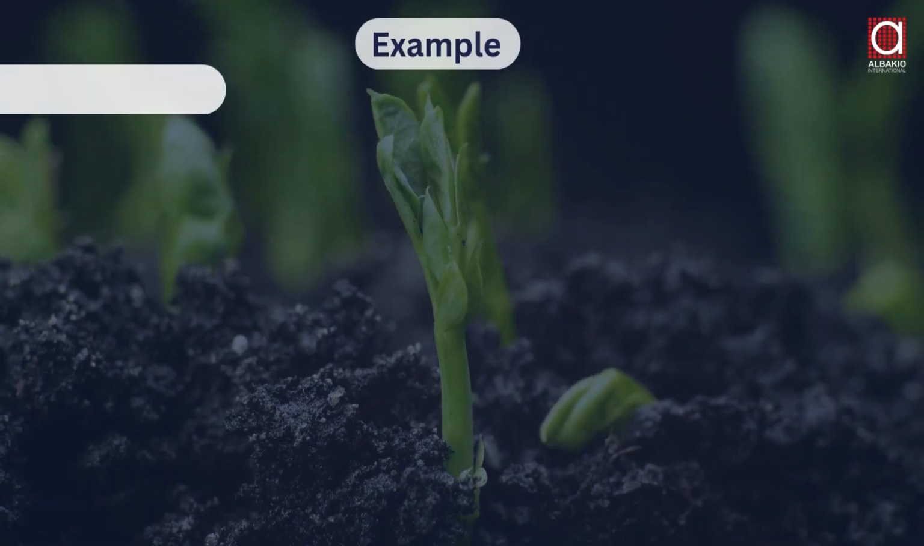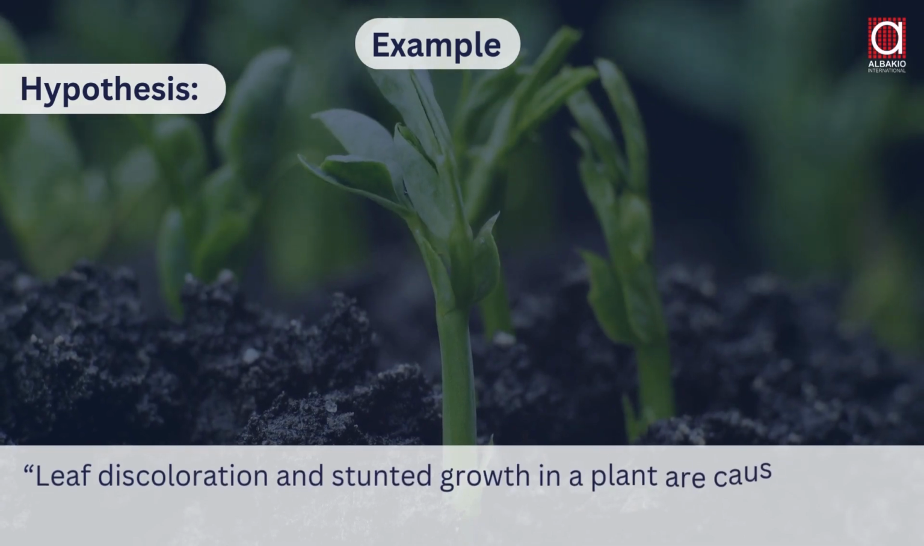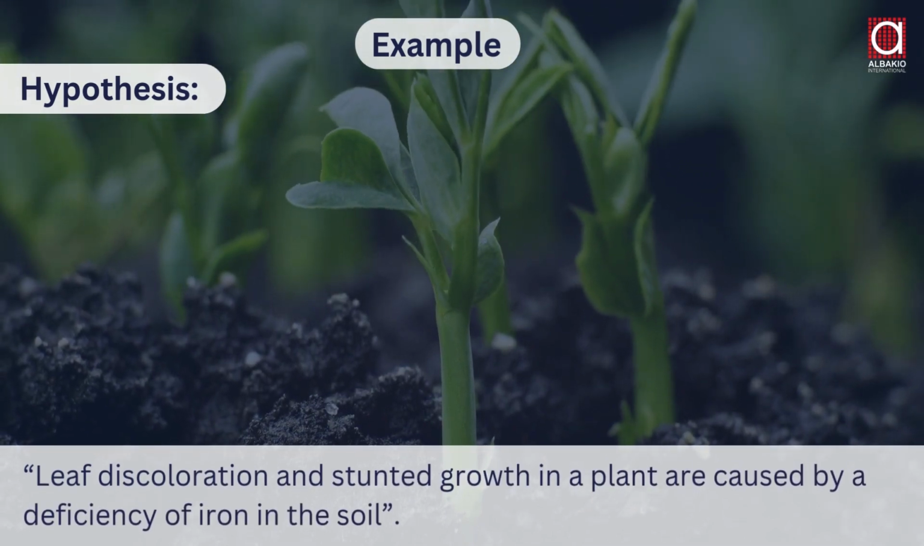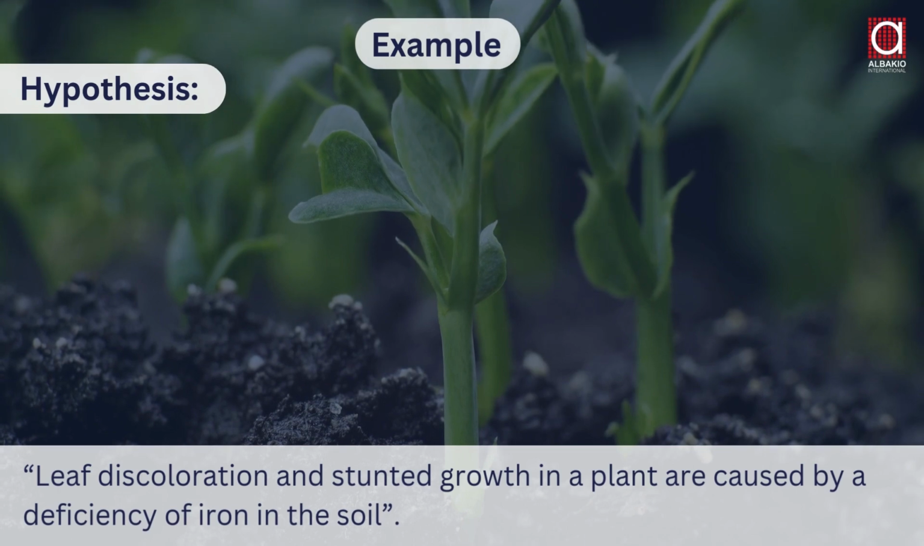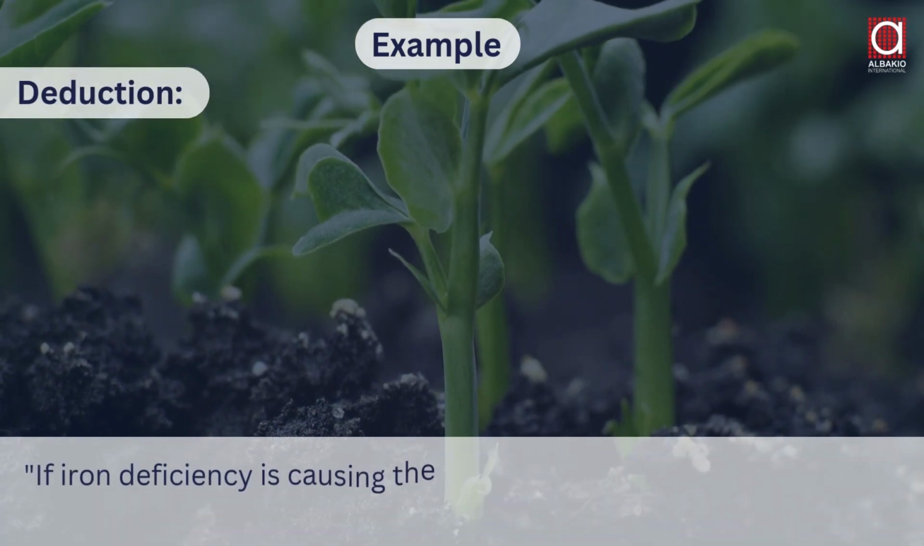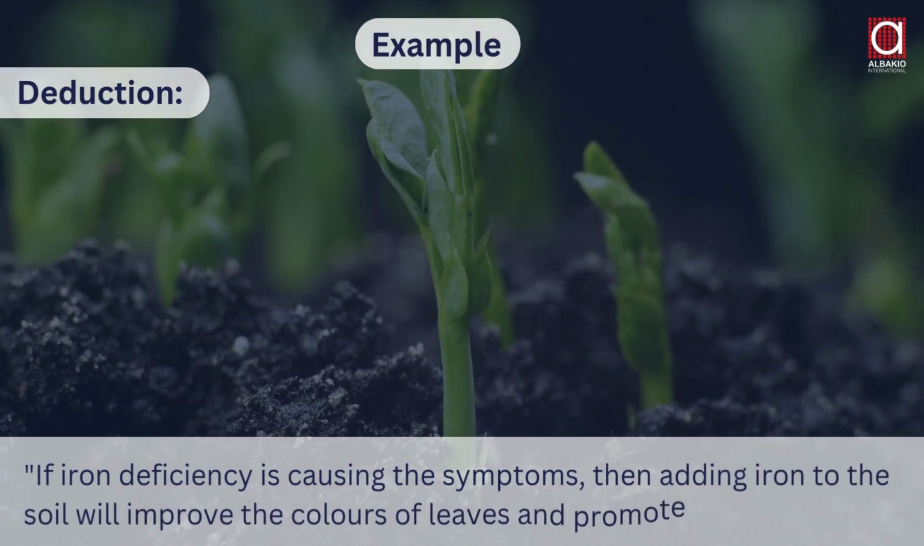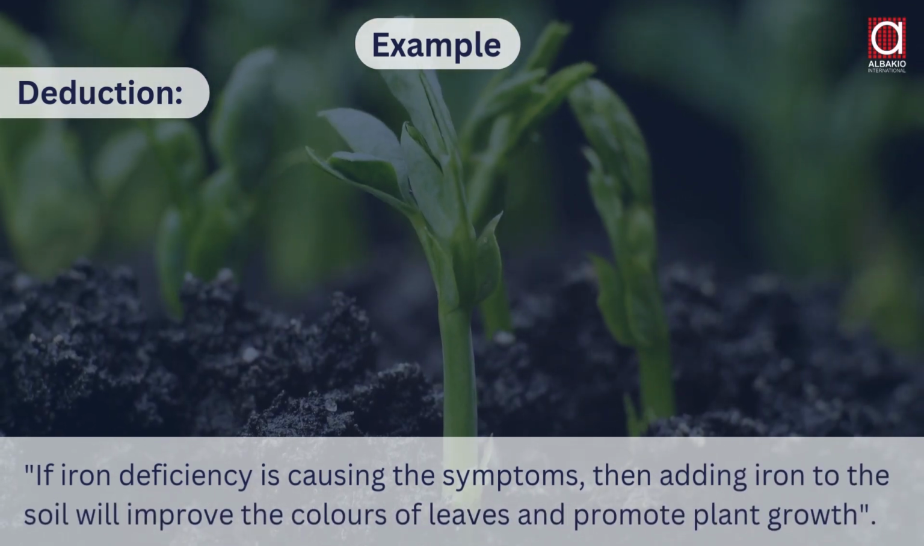For example, hypothesis: leaf discoloration and stunted growth in a plant are caused by a deficiency of iron in the soil. Deduction: if iron deficiency is causing the symptoms, then adding iron to the soil will improve the colors of leaves and promote plant growth.